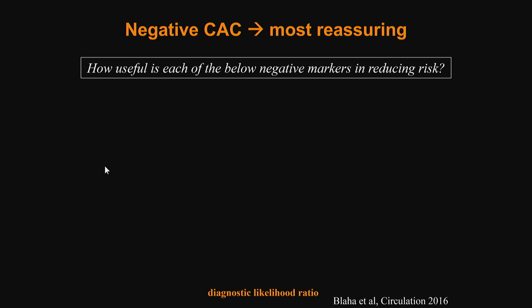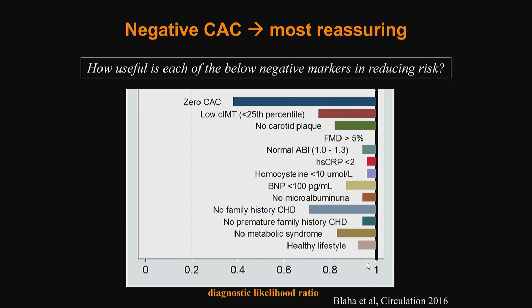Another way to look at this is to compare a negative calcium score with other measures of disease and to see how much they each can lower your risk if they are negative. So this slide here demonstrates the use of a negative likelihood ratio, and the more a bar goes to the left on this slide, the more it reduces your risk if that marker is negative. For example, a CRP less than 2, the absence of family history, or just having a healthy lifestyle. Of course, there's different ways to measure this. And you can see that all these bars certainly decrease your risk if they're negative, but none of them approach a 0 calcium score shown here in the blue bar.